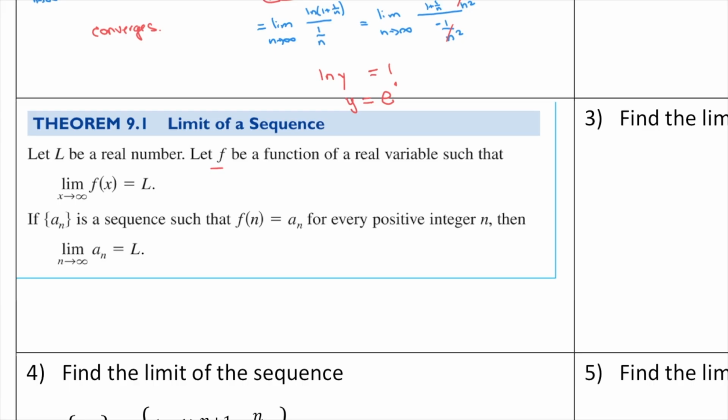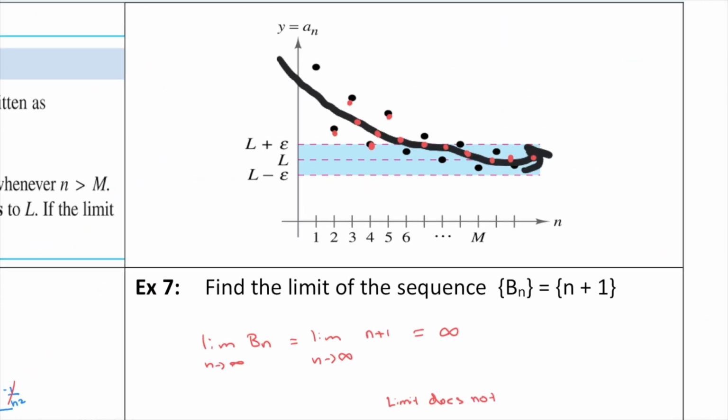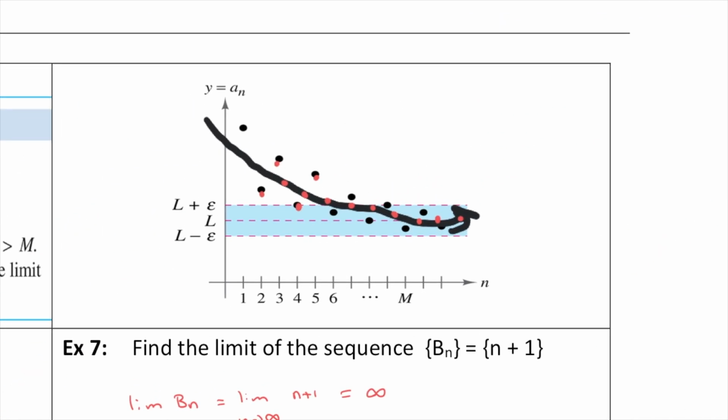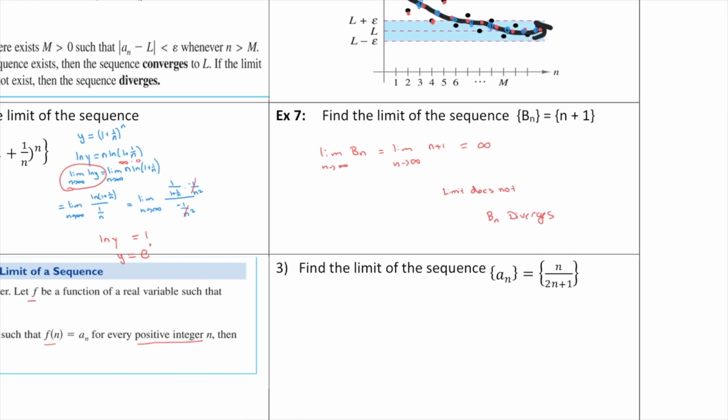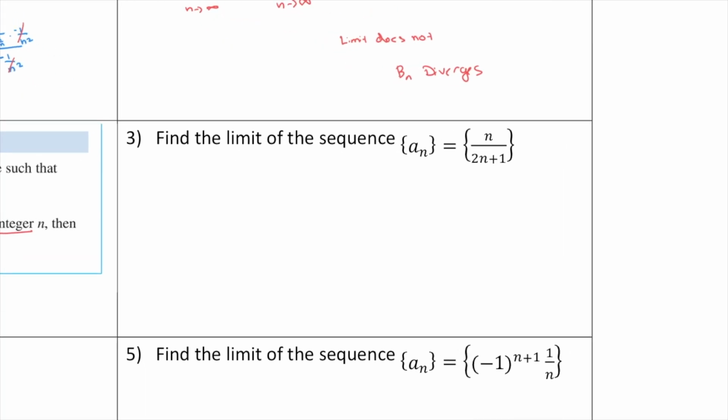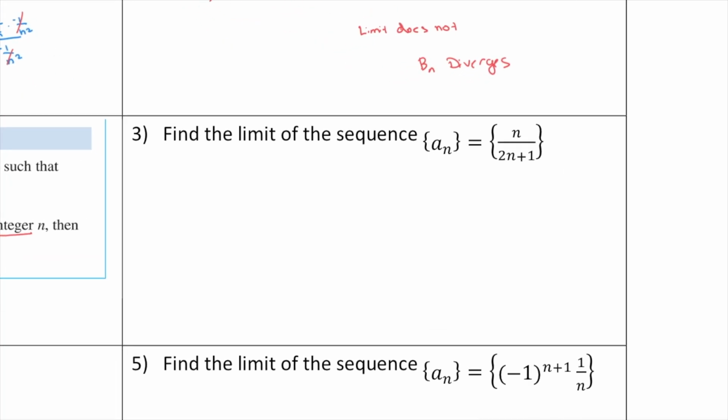If a sub n is a sequence such that f sub n is equal to a sub n for every positive integer n, then the limit as n goes to infinity of a sub n is equal to L. So here's what essentially is happening. If you can write the function and each one of your dots or terms falls on the function, if the function goes towards a limit, then your sequence will also go towards the same limit. And that will make things easier for us if we think of these as functions.